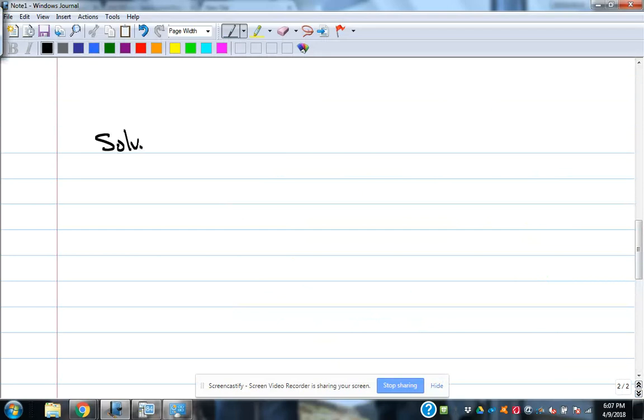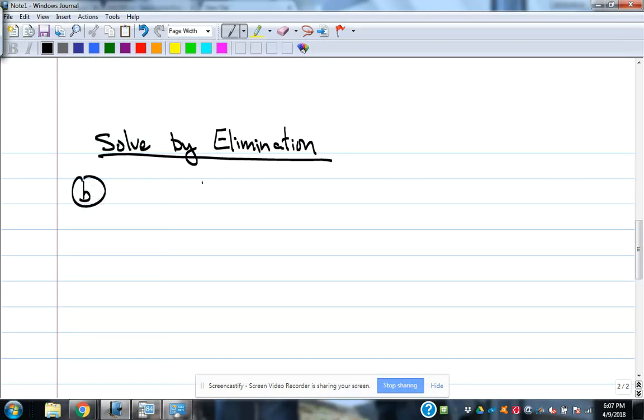We'll solve by elimination. Elimination, I like this method better for some problems because it eliminates one of the variables and gives you a one-step equation to solve, which is really always nice when you got one step to do. 3x minus 4y equals 1. And then negative 3x plus 6y equals 7.